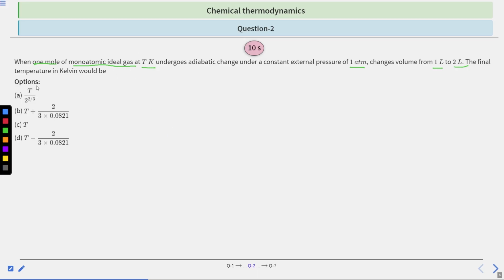Okay, so the options are T upon 2 to the power 2 by 3, T plus 2 upon 3 multiplied by 0.0821, and T minus 2 upon 3 into 0.0821. So you have to select the correct answer from these options. You have 10 seconds to solve the question. After that, we will see the answer.